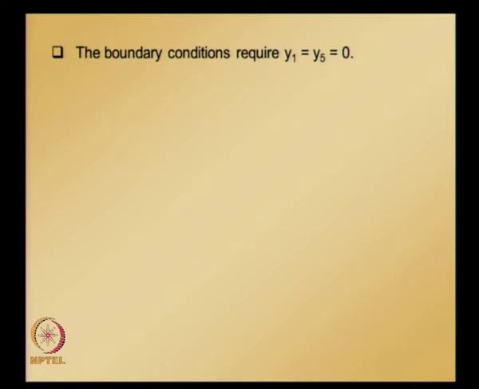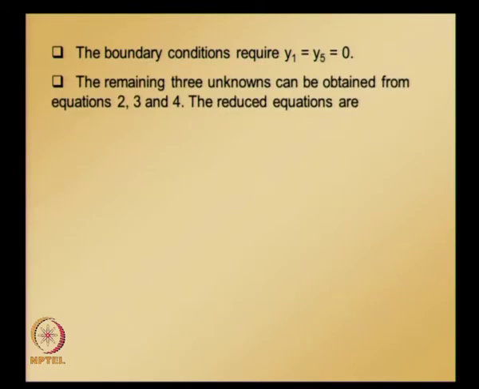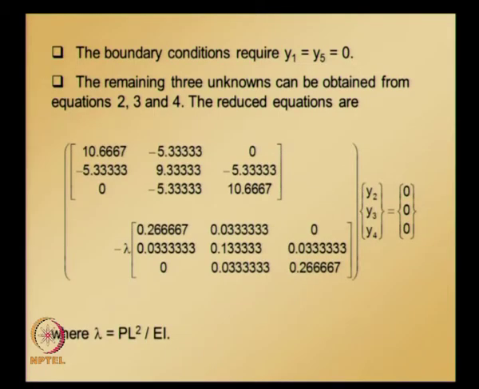So, in the previous global equation system, since y1 and y5 are 0, we can eliminate the rows and columns corresponding to the 1 and 5 locations, and we get reduced equations. The remaining 3 unknowns can be obtained from equations 2, 3, 4, and the reduced equations obtained by eliminating the 1 and 5 rows and columns from the global equation system is this one.